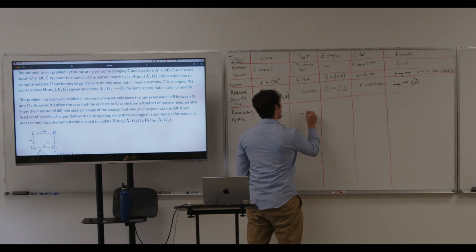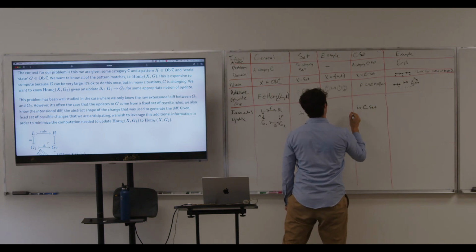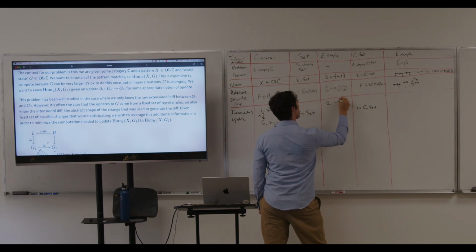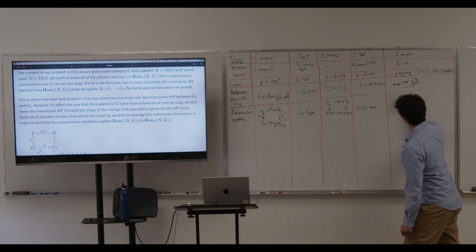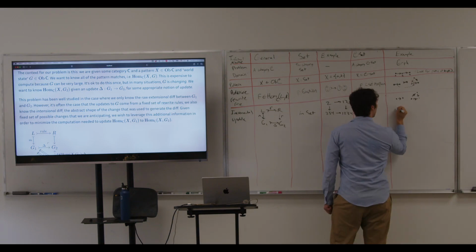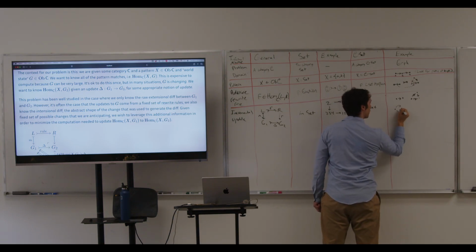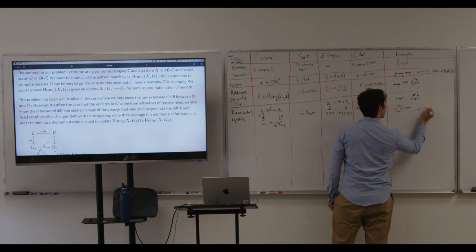So this is just a push-out in Set, and this is just a push-out in C-set. So what's our example? We have 2 goes to 1, 2, goes to 2, 3, 4, goes to 1, 2, 3, 4. And here we have our rule. And we're going to apply it to this graph, and we're going to get this graph.